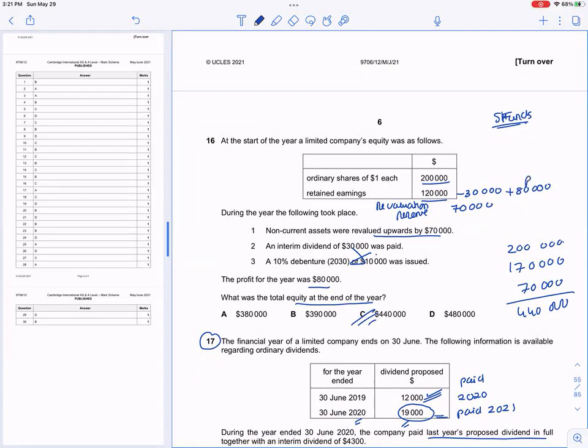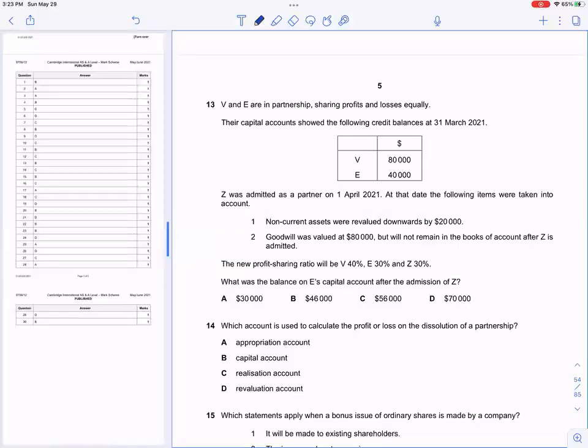So 200,000 was there. So from 120, 30 went. 30 went with interim dividend. Then added profit. You got 170, then 70. Nothing about the debentures. 30.